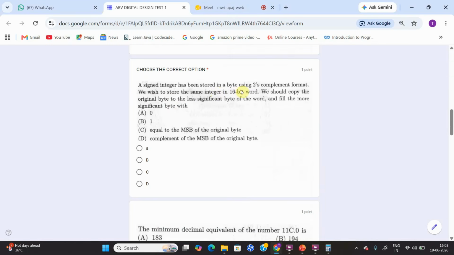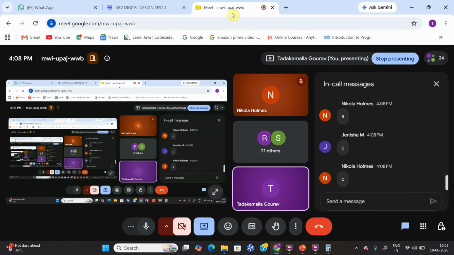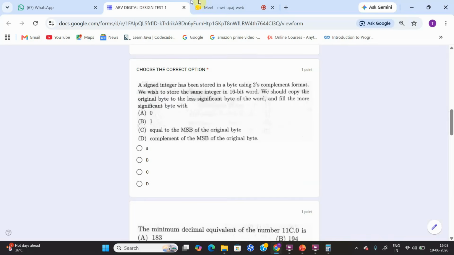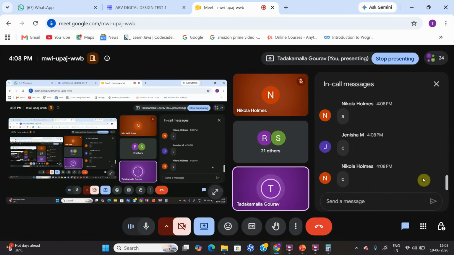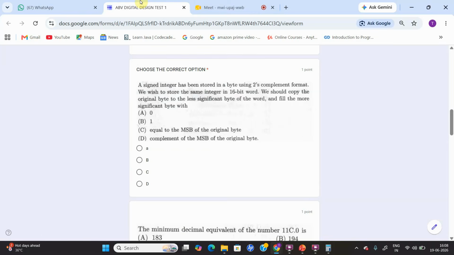Next, a signed integer has been stored in a byte using two's complement format. We wish to store the same integer in a 16-bit format. We should copy the original byte to the less significant byte of the word and fill the more significant byte with 0, 1, equal to MSB of the original byte, or complement of the MSB of the original byte. What is the answer for this? Option C, okay, I'm getting a few responses. What about others? What do you think?